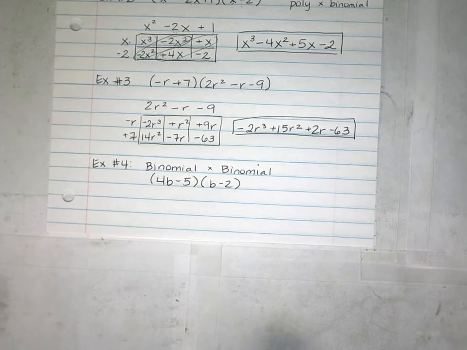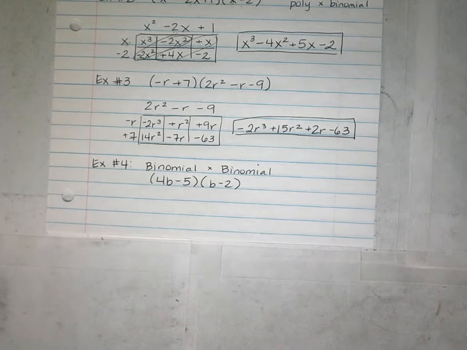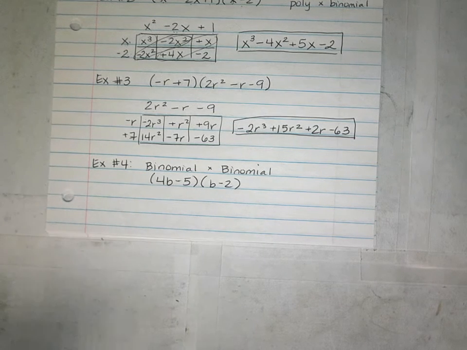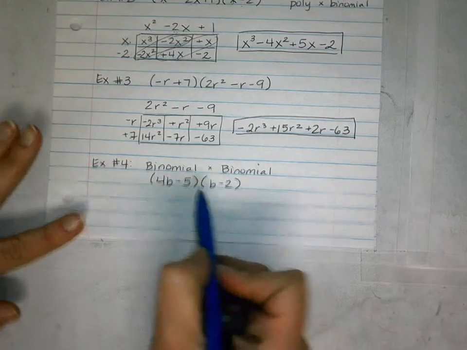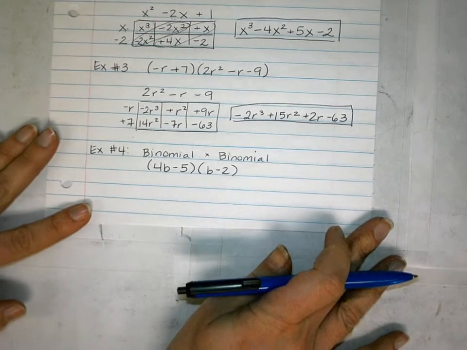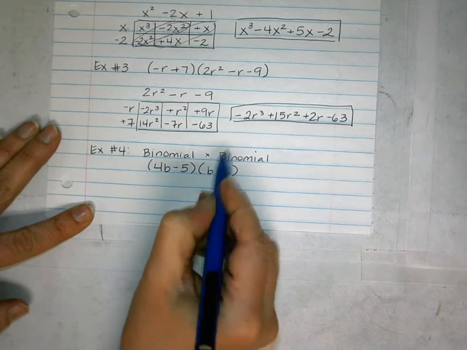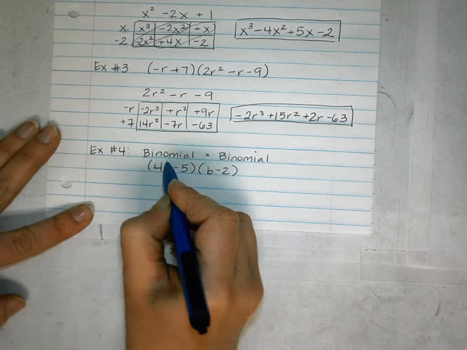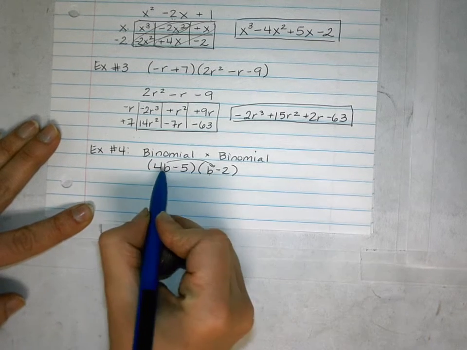Now we could absolutely make the table method, just like we did before, and multiply, combine like terms. But I want you to see something. Really the box method is the distributive property in disguise, correct? So let's take this 4b, and I'm going to multiply this 4b times the b. I'm going to distribute that 4b to the b.